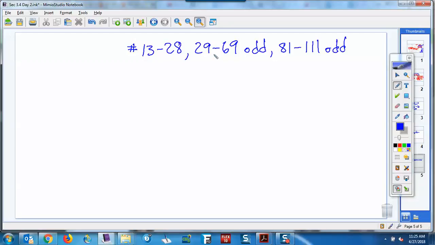Remember, if there's no base on the log, it's base 10. If there's no ln, it's always base e.